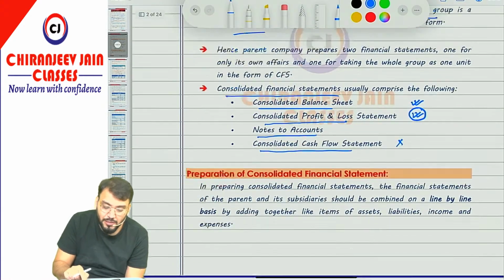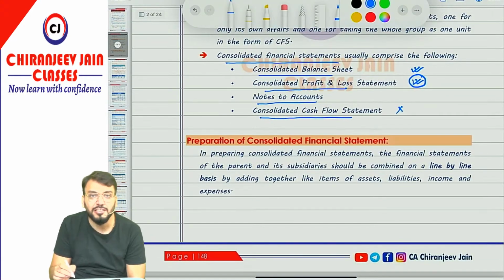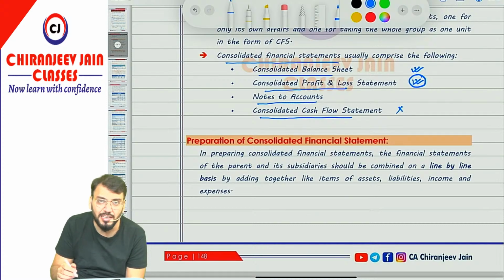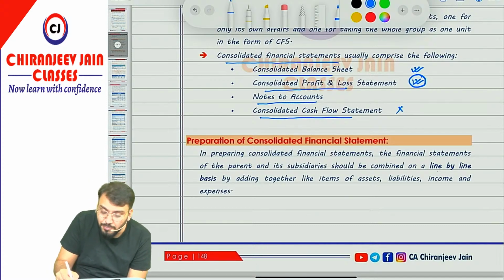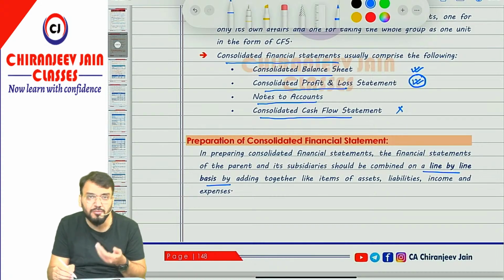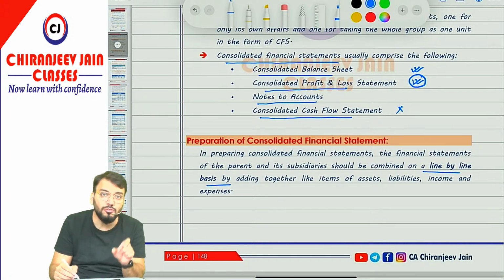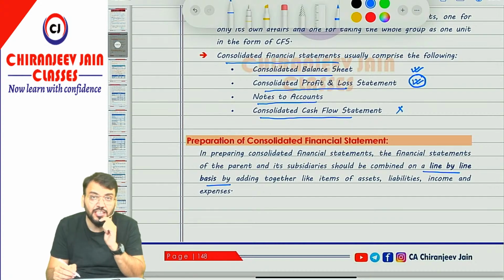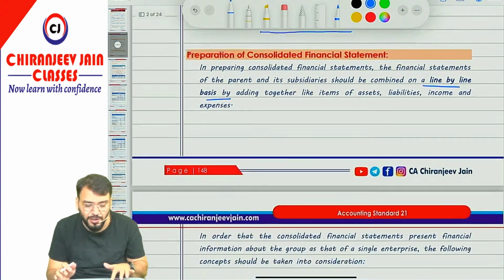Got this point? Now coming to preparation of consolidated financial statements, AS 21 has prescribed the line by line method of consolidation. Of course we'll understand what the line by line method is. Line by line method means each line item of the subsidiary company's financial statement should be added to the financial statement of the parent company. We'll discuss this point.